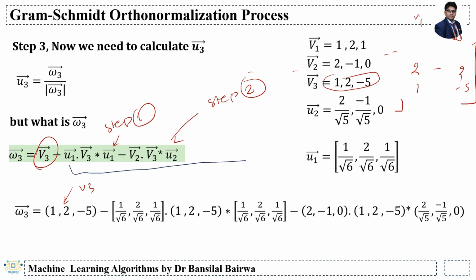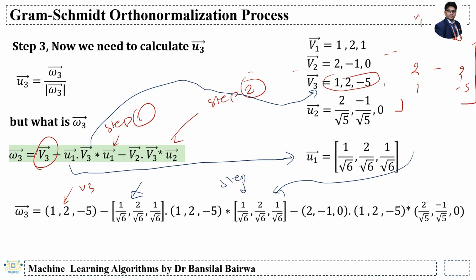Then U1, that we calculated from step 1: 1 by root 6, 2 by root 6, 1 by root 6. I kept it as it is here, and V3 is the third column vector, 1 2 minus 5. I kept 1 2 minus 5, multiplied with the U1 vector from step 1. Then minus U2, the second column vector, dot V3, the third column vector of matrix A, so that I also kept. Here you can see 1 2 minus 5. Then multiply with U2, the second column vector of the orthonormal matrix, which we calculated in step 2. So I kept this value here, and this is U2, you can match.